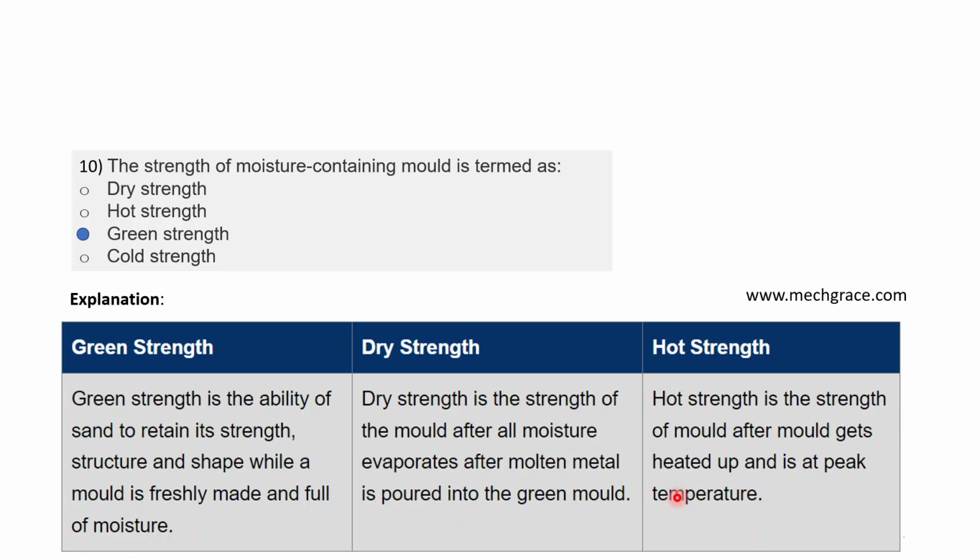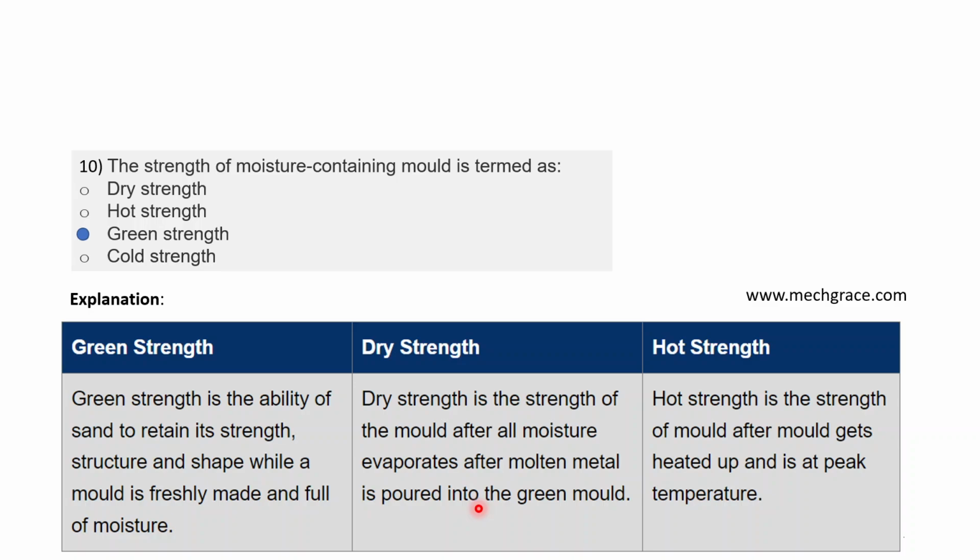Next is dry strength. Dry strength is the strength of the mold after all moisture evaporates after molten metal is poured. On the walls of the part where you have poured your material, the moisture will evaporate. So it will become dry, and the strength compared to that will be dry strength. Dry strength comes into the picture when you are trying to remove your casting from the sand, from your mold.